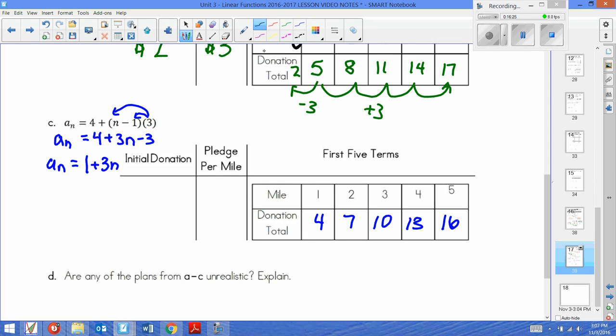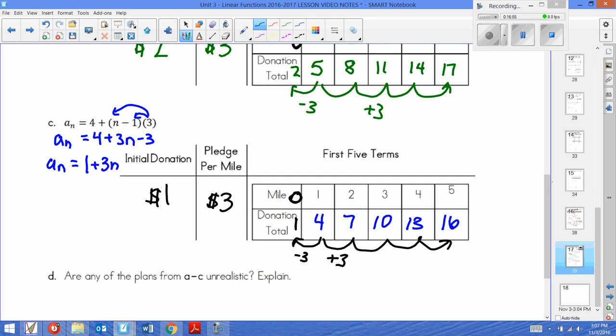So what is going on with this table? How much are we earning per mile? Well, looks like I shouldn't say we. I think it's Josie, is that her name? So Josie is earning $3 per mile, but we never figured out the initial donation, so let's find that again. I need to go backwards in my table, so I need to subtract 3 here. 4 minus 3 is 1, so $1.